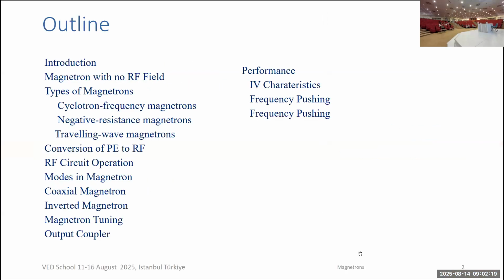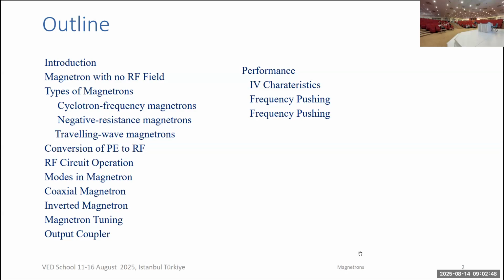Okay, the outline of this talk is: introduction; how a magnetron looks when there is no RF; that is physics; types of magnetrons, very basic initial designs of the magnetron, the cyclotron frequency magnetron, the negative resistance magnetron, then the traveling wave magnetrons.